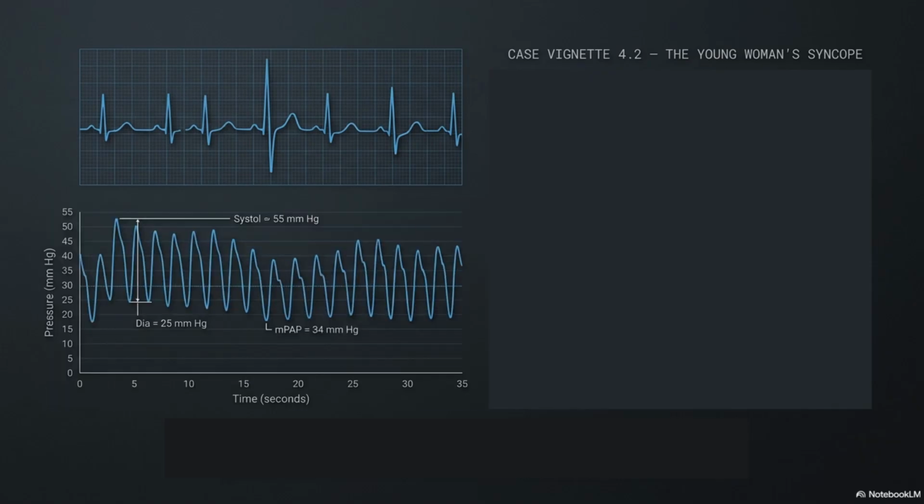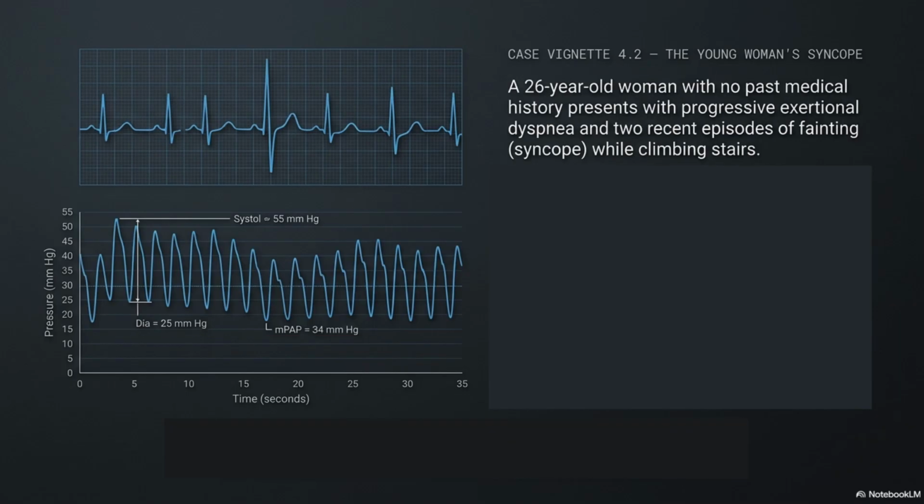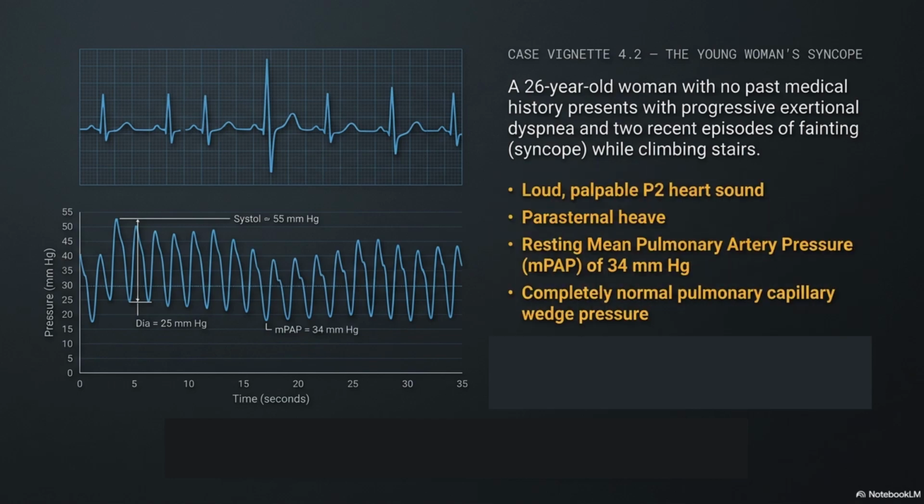Looking at our pressure tracing, we note a diastolic of 25, a systolic greater than 55, and an mPAP of 34. Our patient is a 26-year-old woman with no past medical history. She presents with progressive exertional dyspnea and 2 recent episodes of fainting or syncope while climbing stairs. On physical exam, she has a loud, palpable P2 heart sound and a parasternal heave.